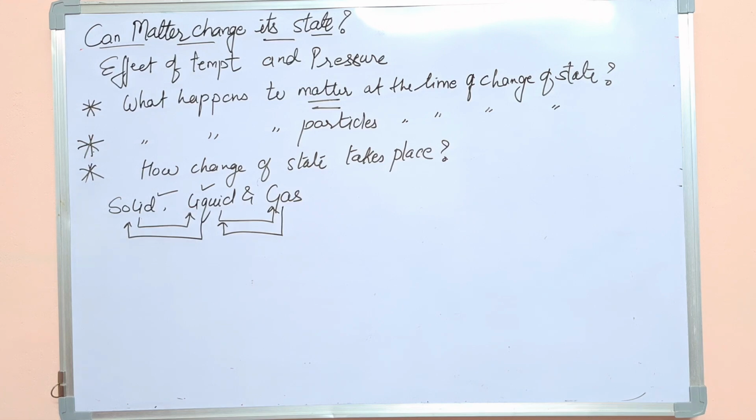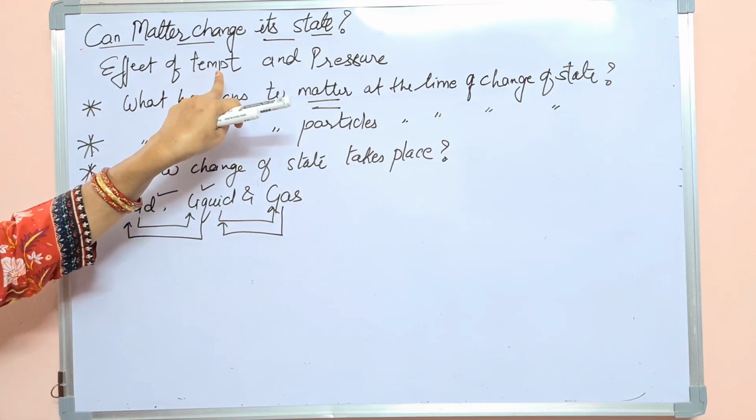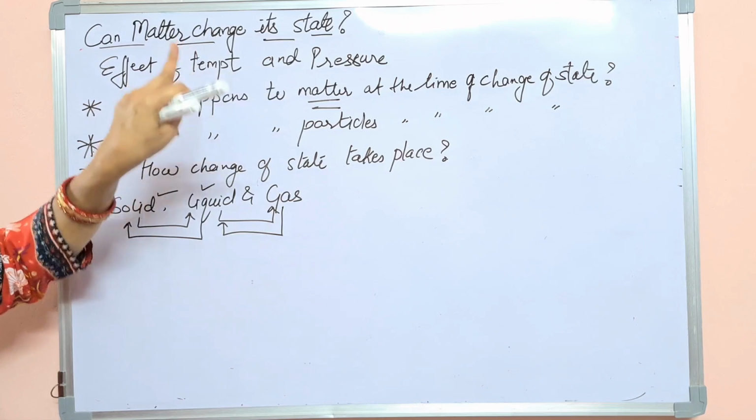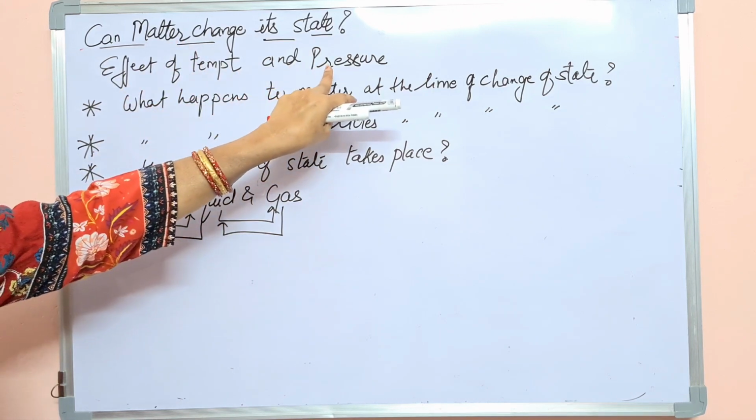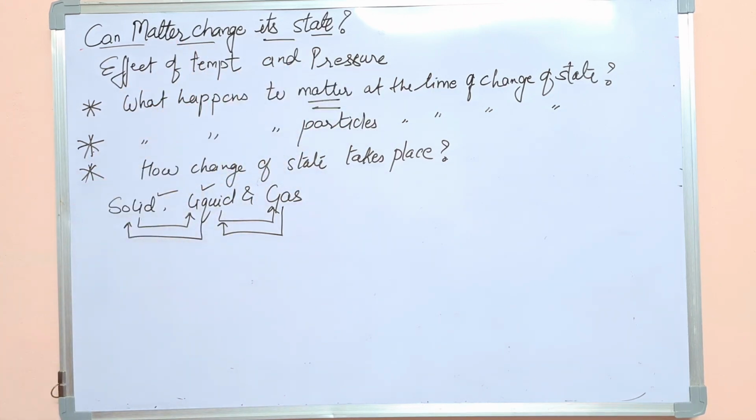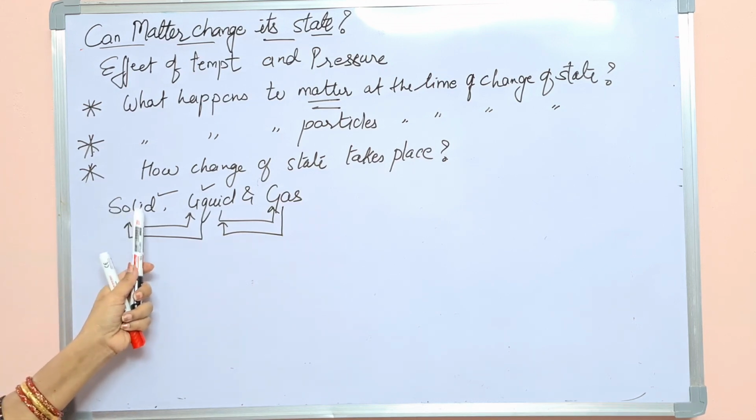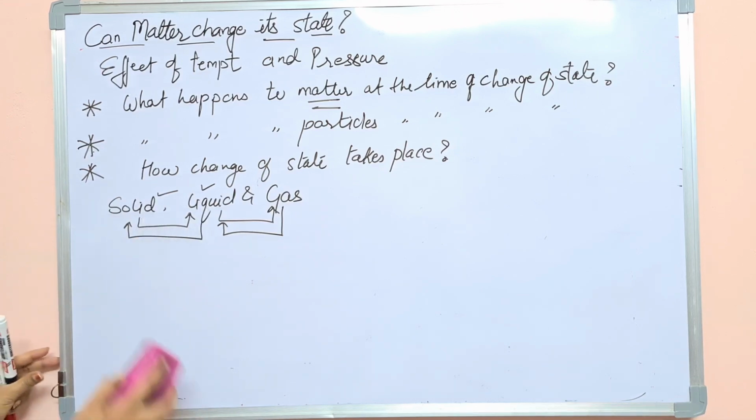So how does this change take place? Actually, the change of state takes place because of two parameters, that is the change in the temperature and the change in the pressure. So let's see what happens. First we are going to study the change of state from solid state to liquid state. We will see what happens at the time of change of state from solid to liquid.